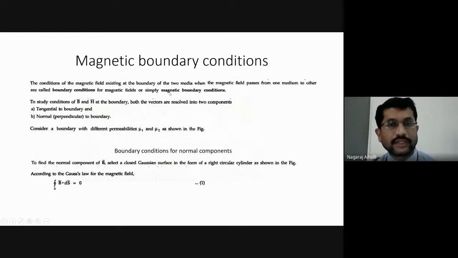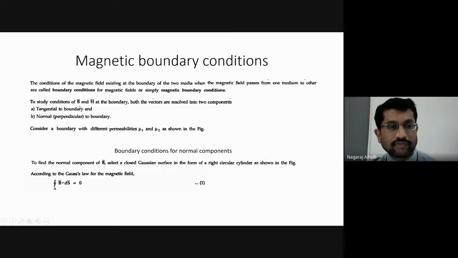Let us go into the details of the magnetic boundary conditions. The conditions of the magnetic field existing at the boundary of the two media when the magnetic field passes from one medium to another are called boundary conditions, or magnetic boundary conditions. So what are magnetic boundary conditions? When the magnetic field passes from one medium to another medium, whatever conditions exist at the boundary between the two media are called the magnetic boundary conditions.